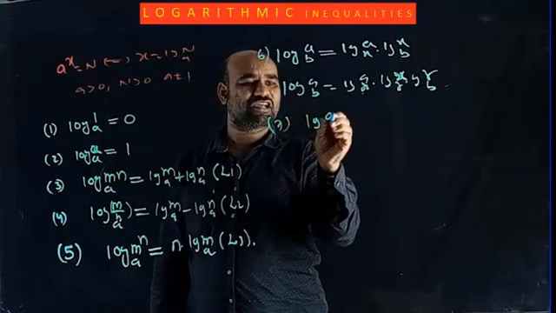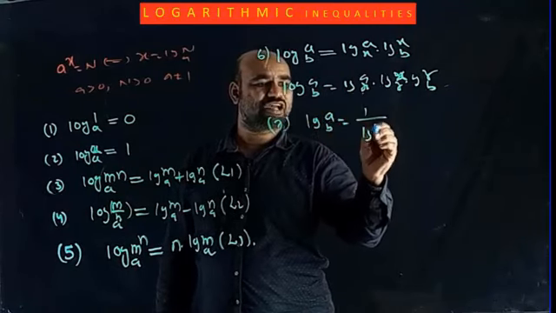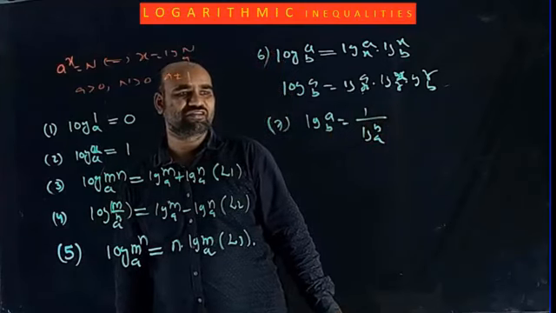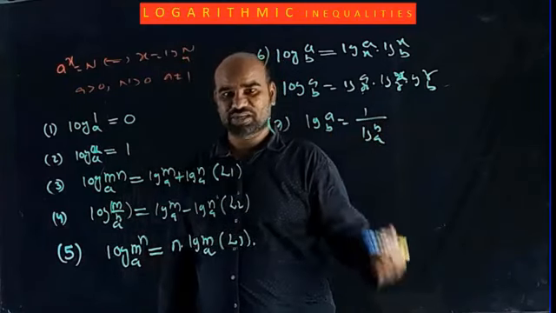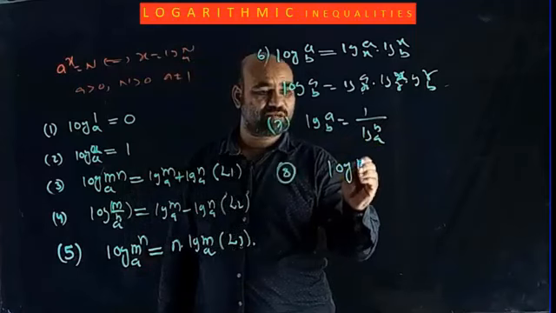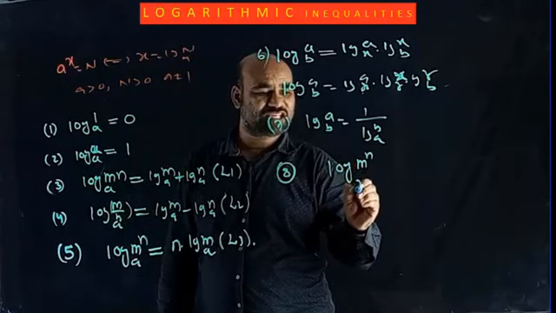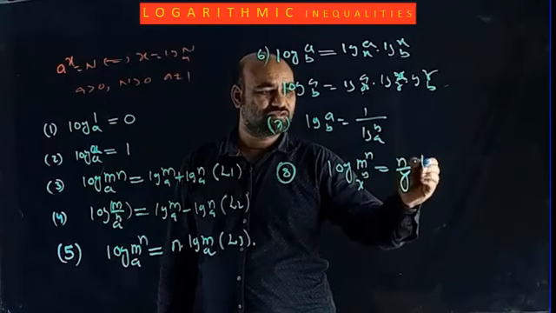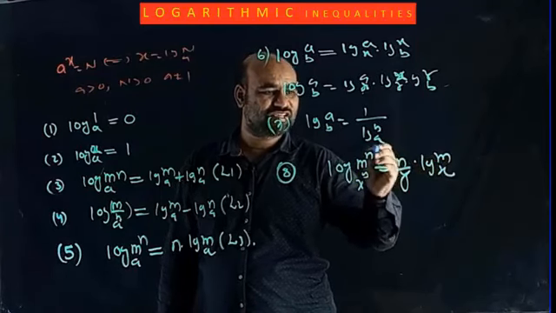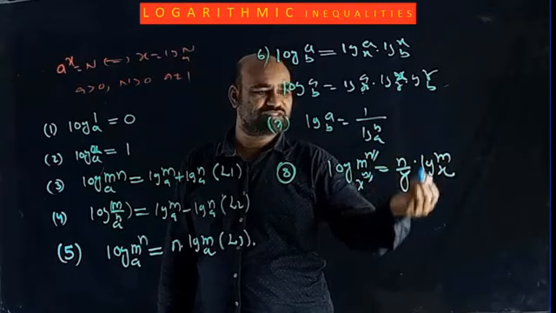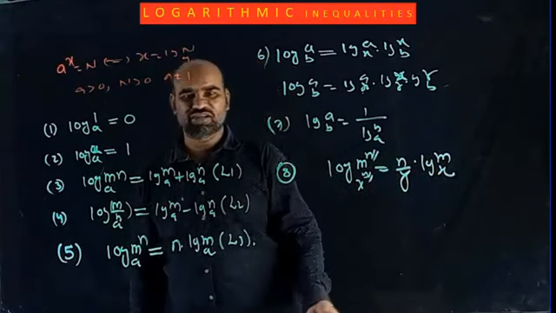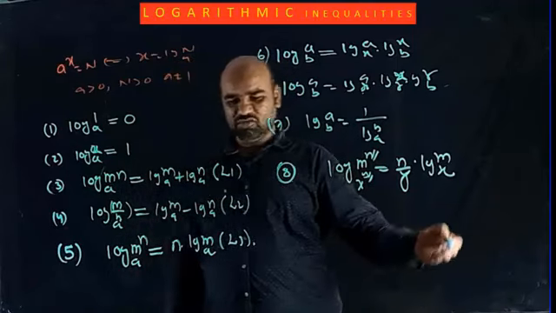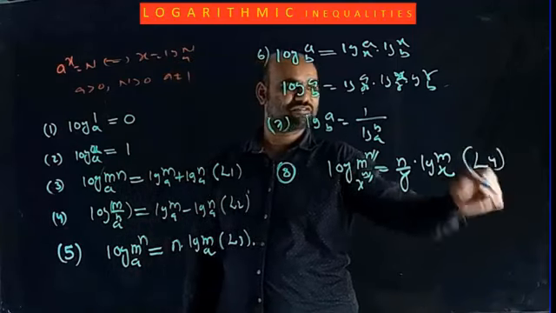Seven: log a base b equals 1 by log b base a, also with conditions. a and b should be greater than 0, b not equal to 1. So here a also is not equal to 1, that is an important thing. Logarithm of m power n to the base x power y is important. So this is n by y into log m base x, provided all satisfy the definition of logarithms. Okay, this I can say is law number 4.